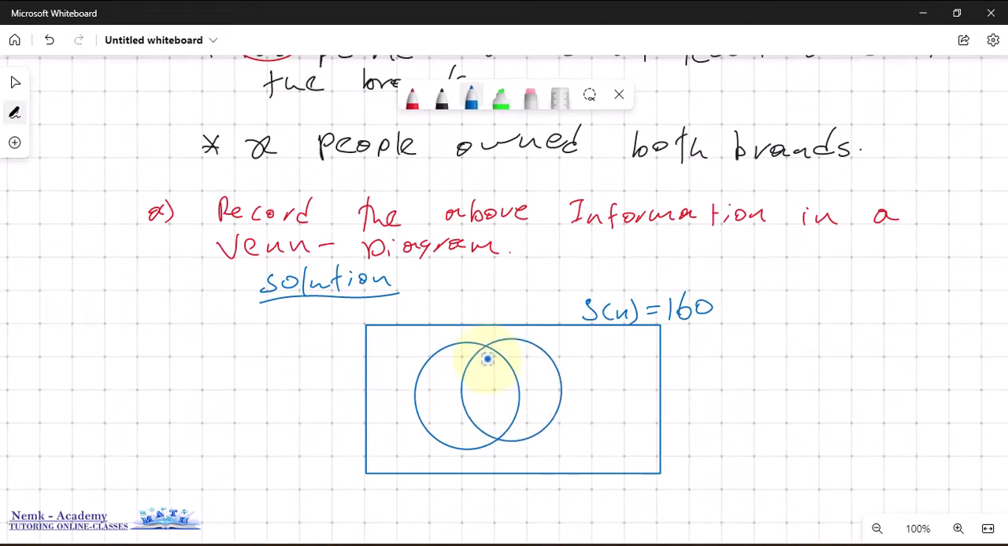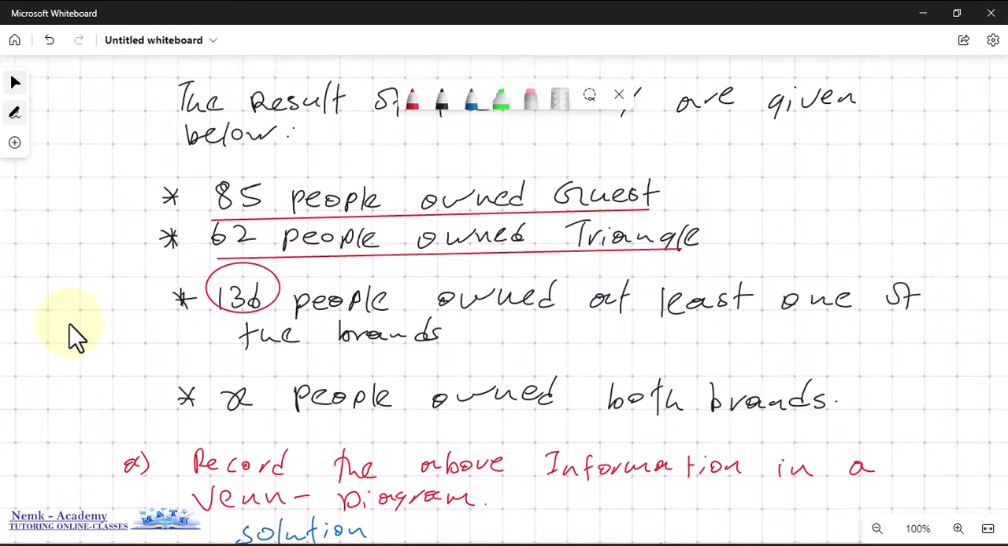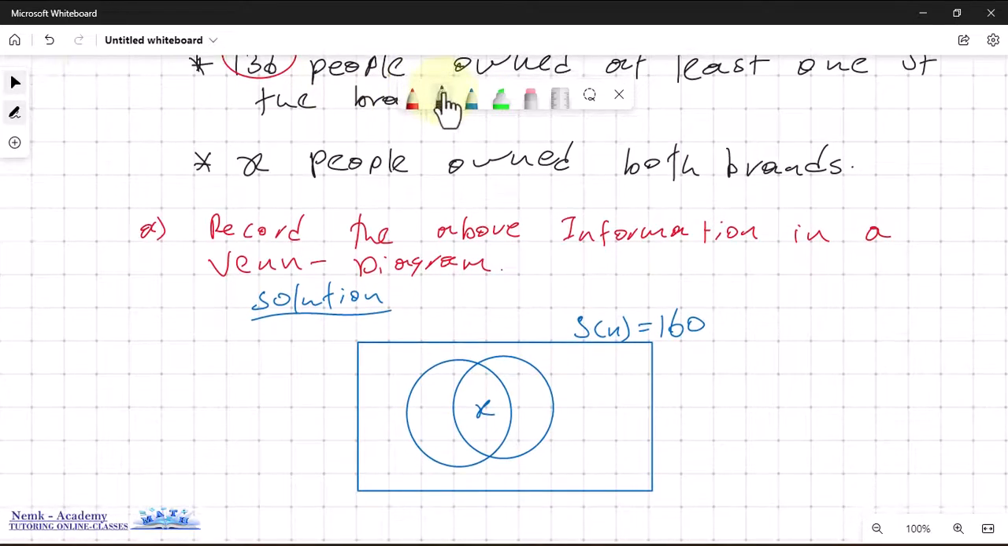There it is. So there's an intersection, and then we have X people who own both. So this is for both. It's X. Then what are we dealing with? We are dealing with Guess jeans and Triangle jeans. So I'm going to put G here for Guess and then T for Triangle jeans.